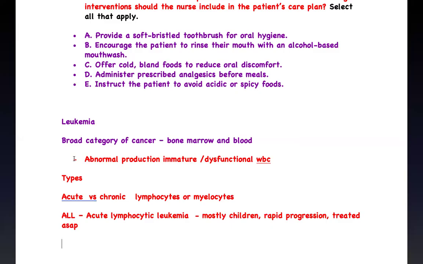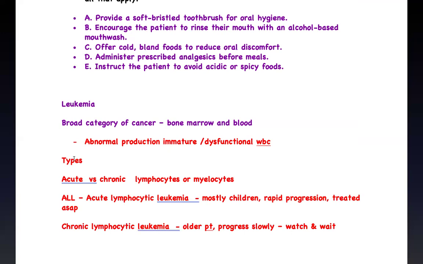If it's not acute, it's called chronic, right? Chronic lymphocytic leukemia. This one is found in older patients, older clients, and they may progress slowly, right? Sometimes they do what we call watch and wait. They don't treat it until you get sick from it. So this is the lymphocytic type.